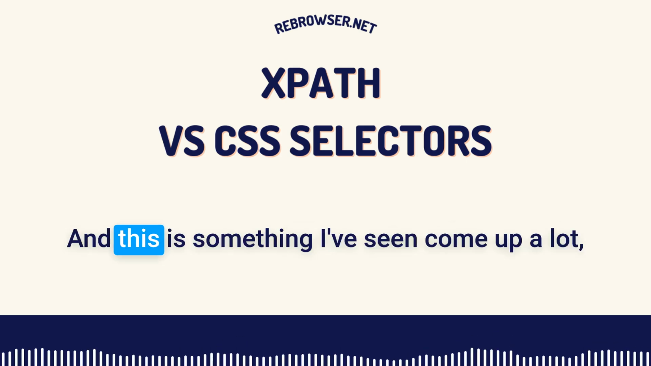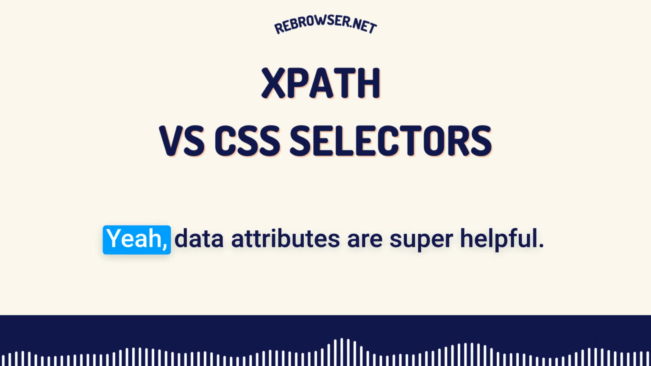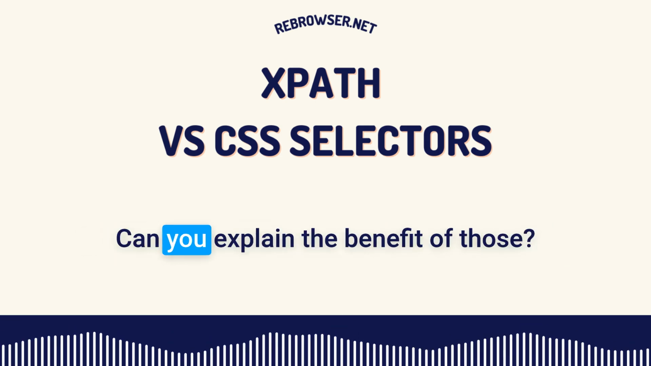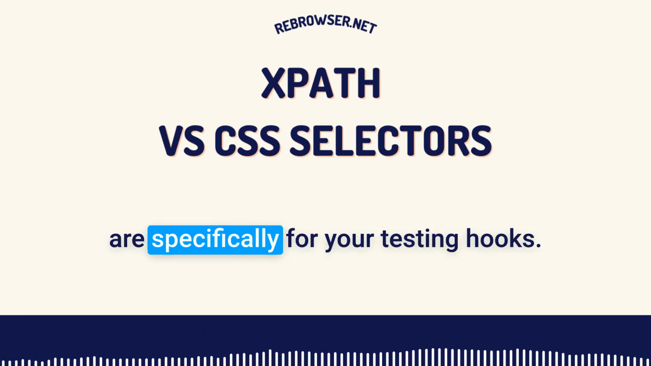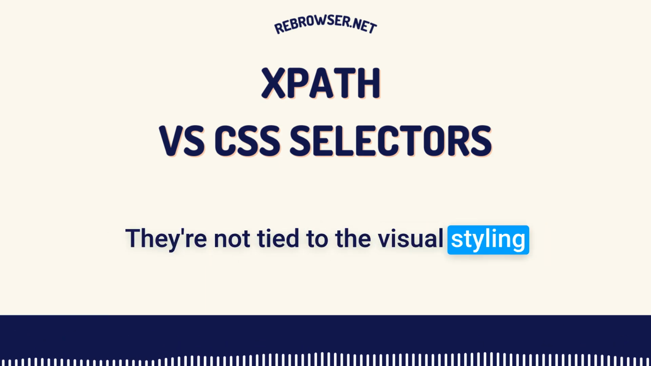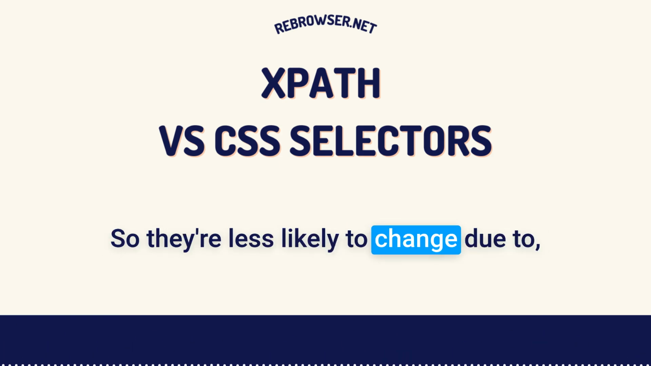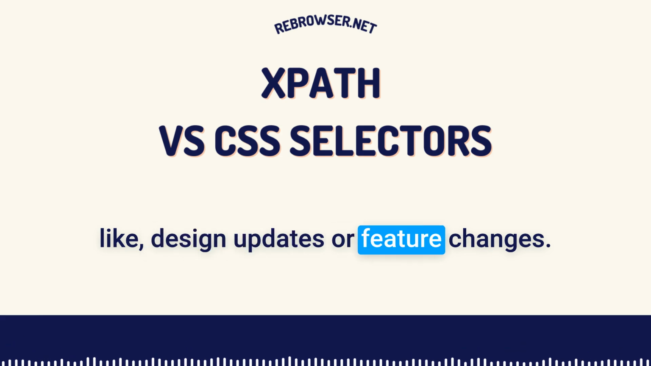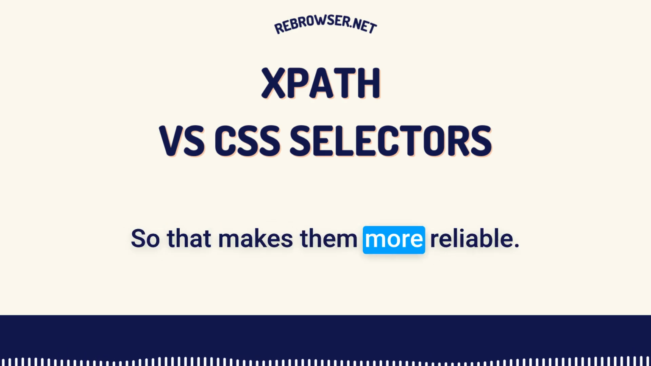Right. And this is something I've seen come up a lot, the recommendation to use data attributes. Yeah, data attributes are super helpful. Can you explain the benefit of those? Yeah, so these attributes like data-testid are specifically for your testing hooks. They're not tied to the visual styling or the functionality of the application. So they're less likely to change due to design updates or feature changes, which makes your tests a lot more resilient over time. So that makes them more reliable.